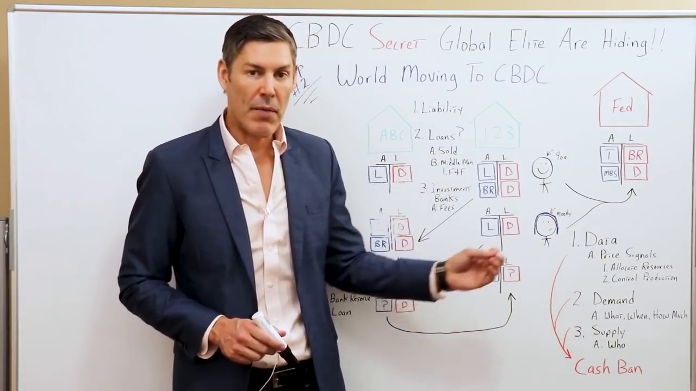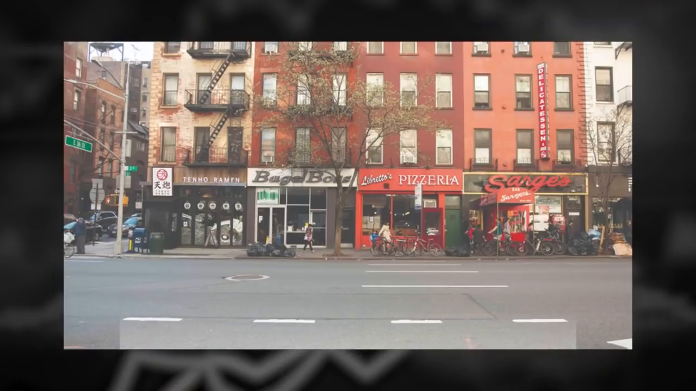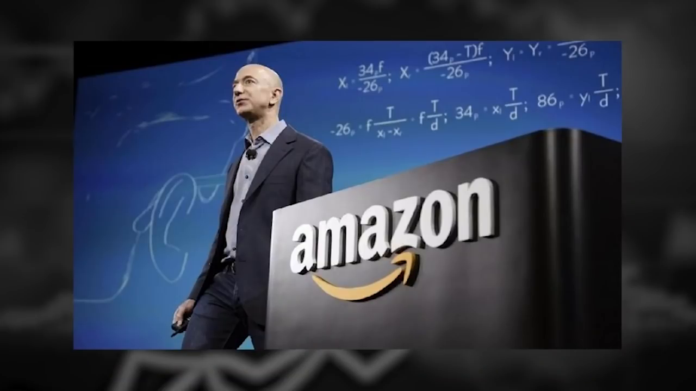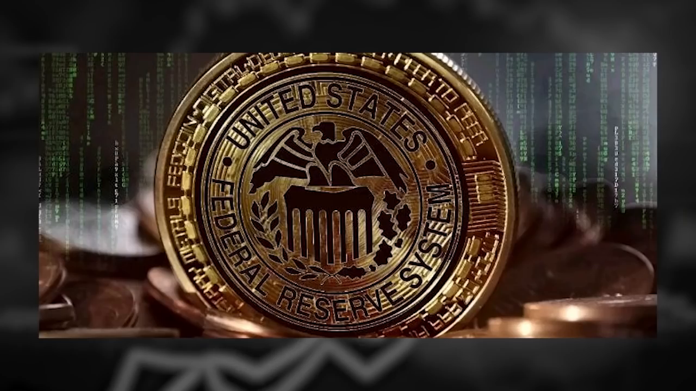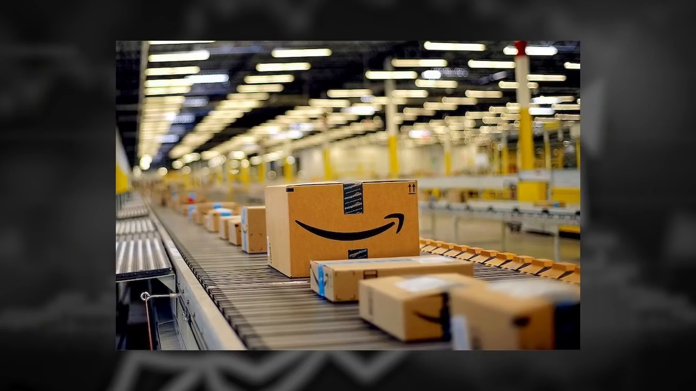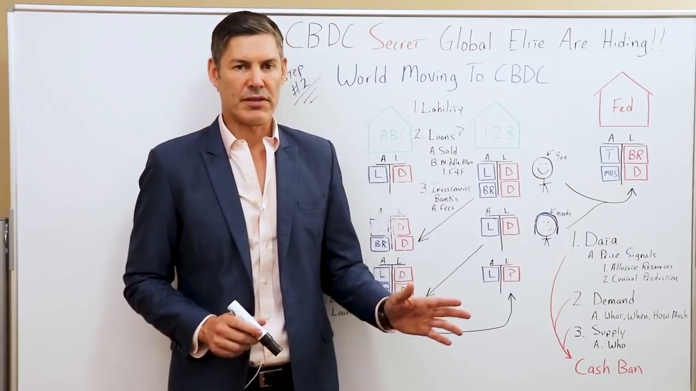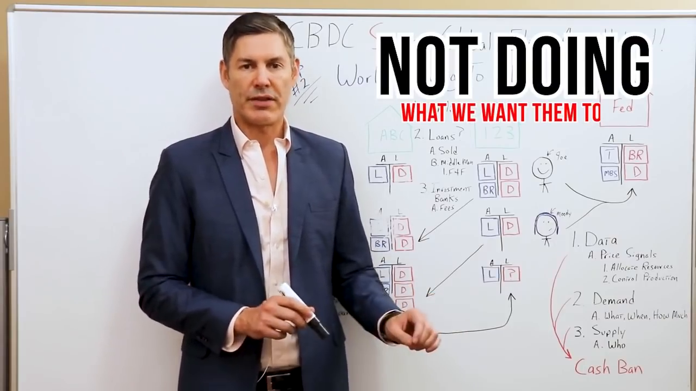So another way they could go about this, if they wanted to wipe out all the small businesses and give all of that demand to Amazon, as an example, is they could just say, okay, you're getting your Fed coins for the month, but you're only able to use them to buy stuff from Amazon, because all of those small businesses are not doing what we want them to do.